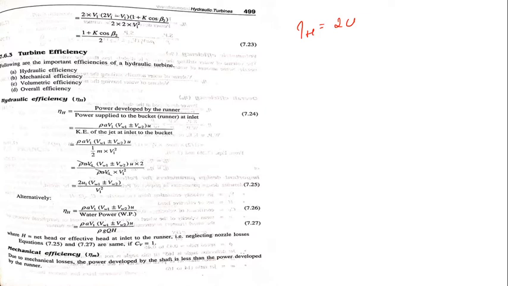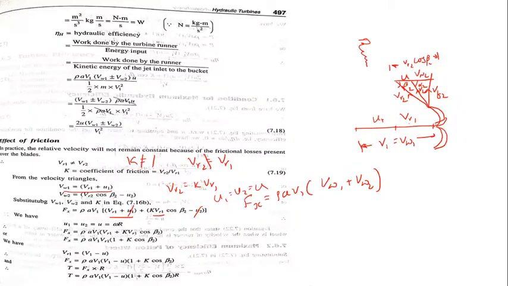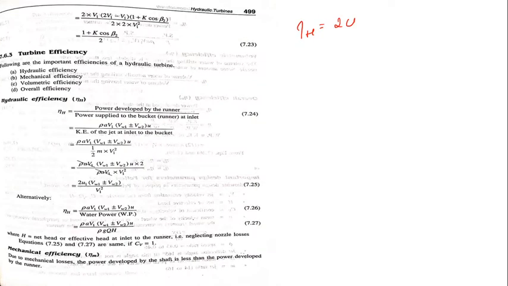So in the last session we have seen the derivation regarding the Pelton Wheel, the maximum hydraulic efficiency, the condition for maximum hydraulic efficiency, and the effect of friction. In today's session I'll talk about some efficiencies and some related problems. So today's class will go like this.